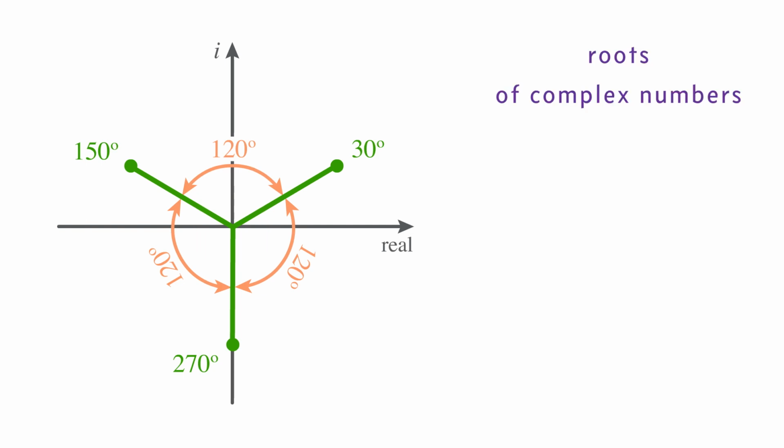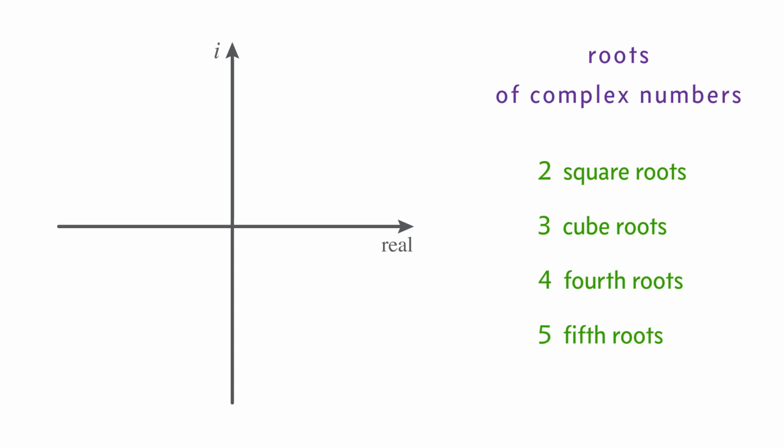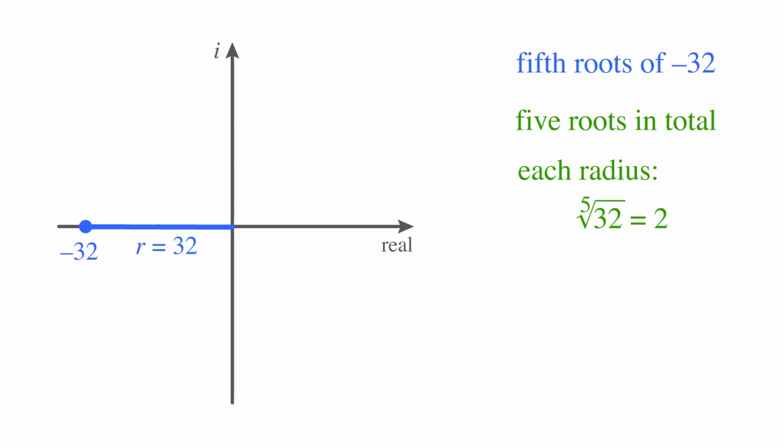If you investigate other roots of complex numbers, you'll see that there are always 2 square roots, 3 cube roots, 4 fourth roots, 5 fifth roots, and so on. Now that you see the pattern, watch how fast we can determine these. Let's say we want the fifth roots of -32. We know there are 5 of them. -32 has radius 32 just by observation, so the radius for all of our roots will be the fifth root of 32, which is 2.